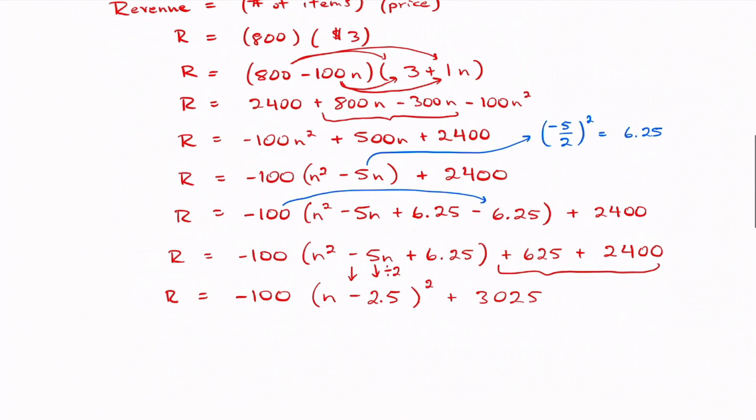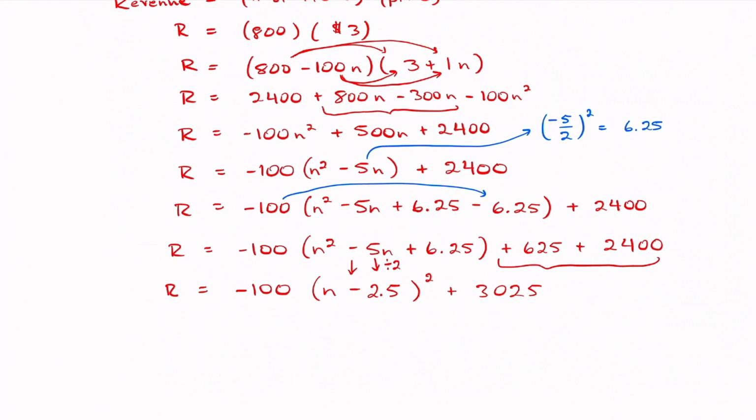So from this, we now finally got it in vertex form. I can see my vertex is at 2.5 and 3,025. And this was the N, and this is the R. So I know my max revenue is going to be 3,025, which was one part of what the question asked for. And then the other part was how much a ticket price is.